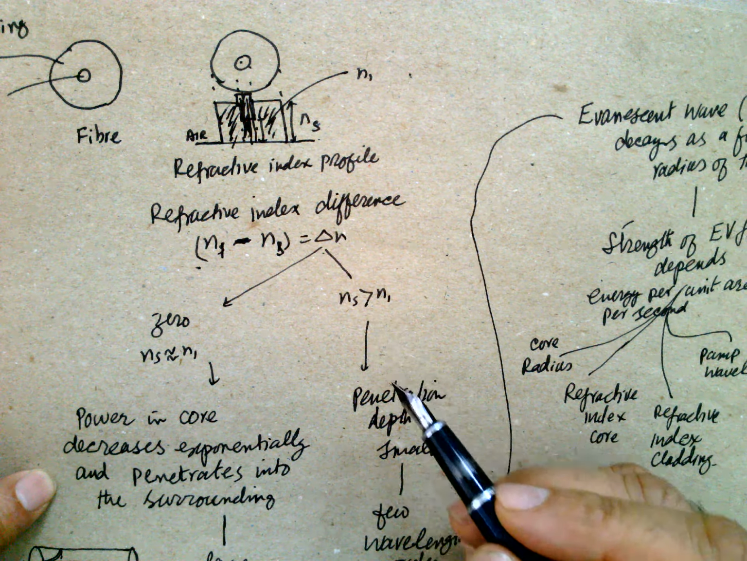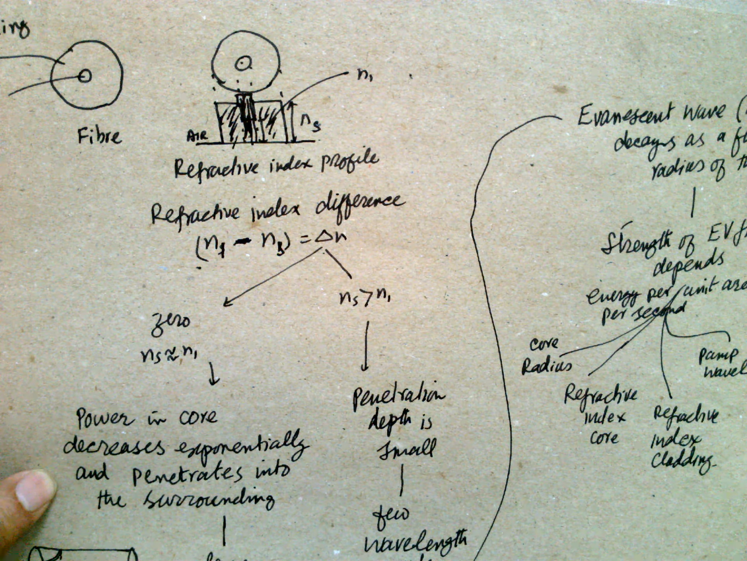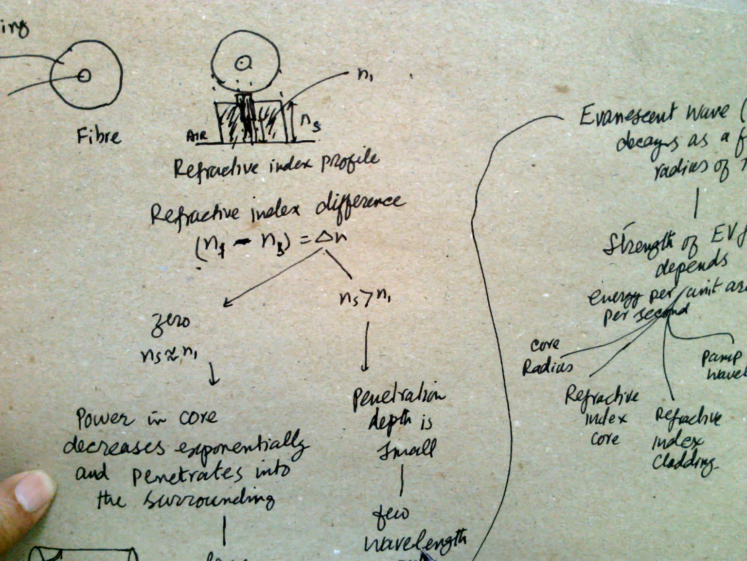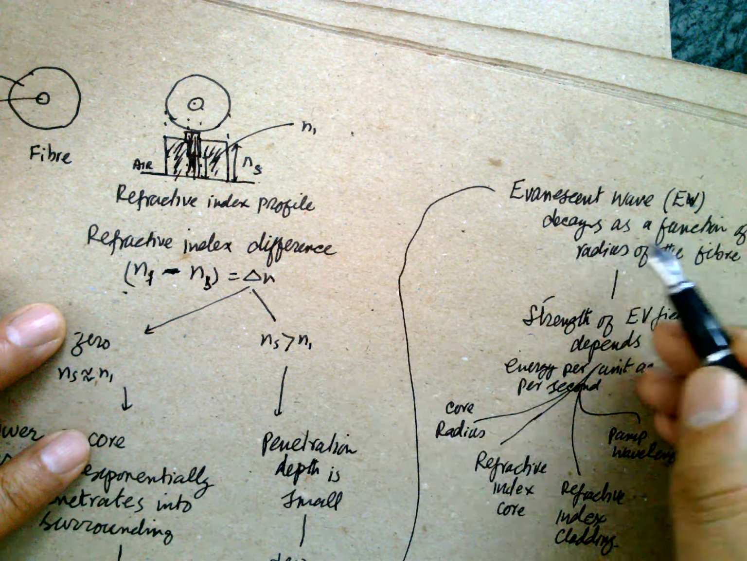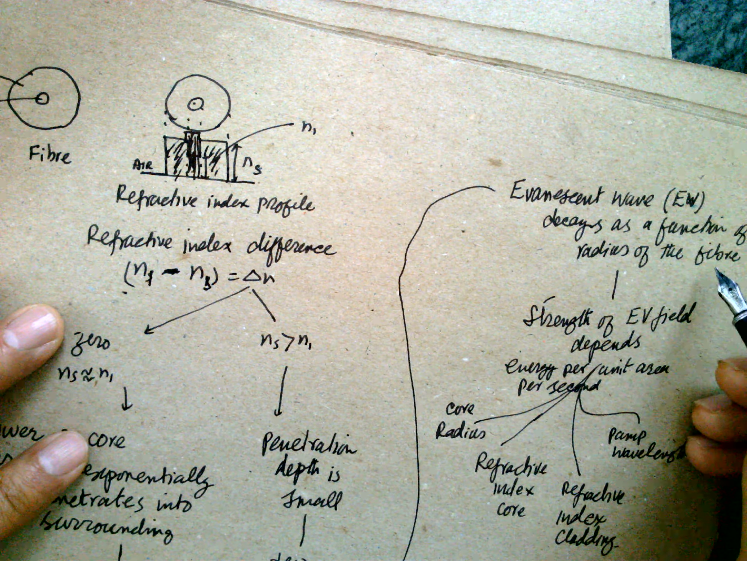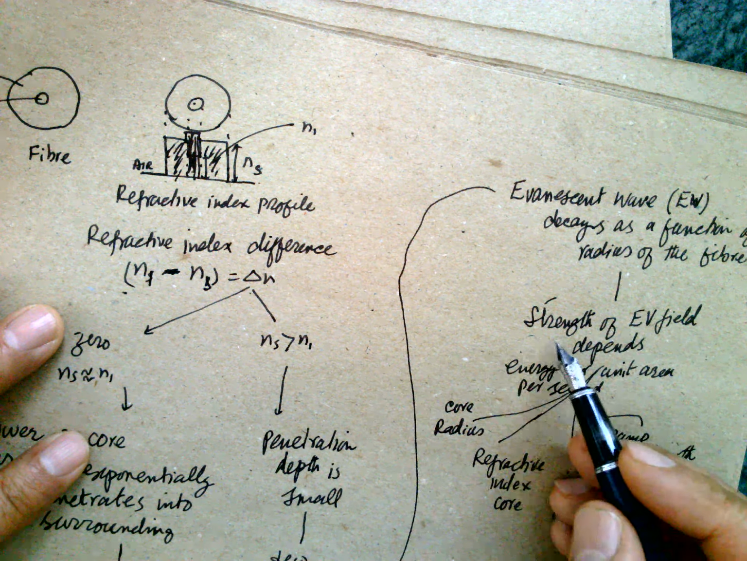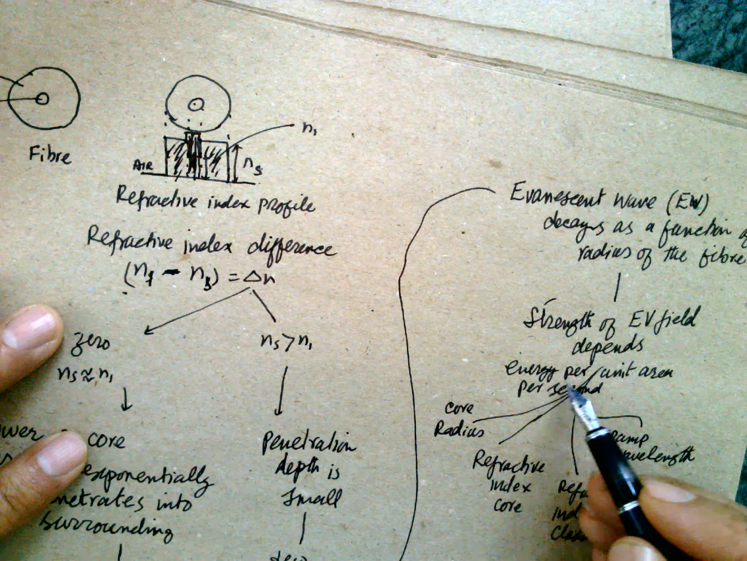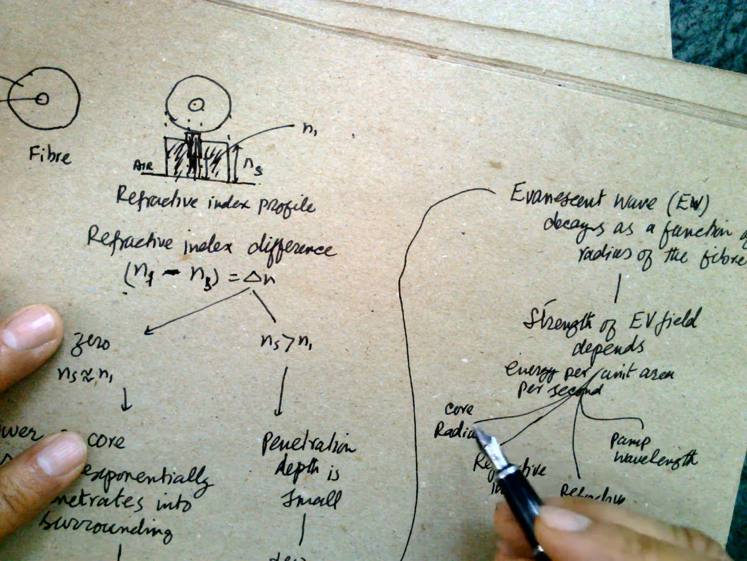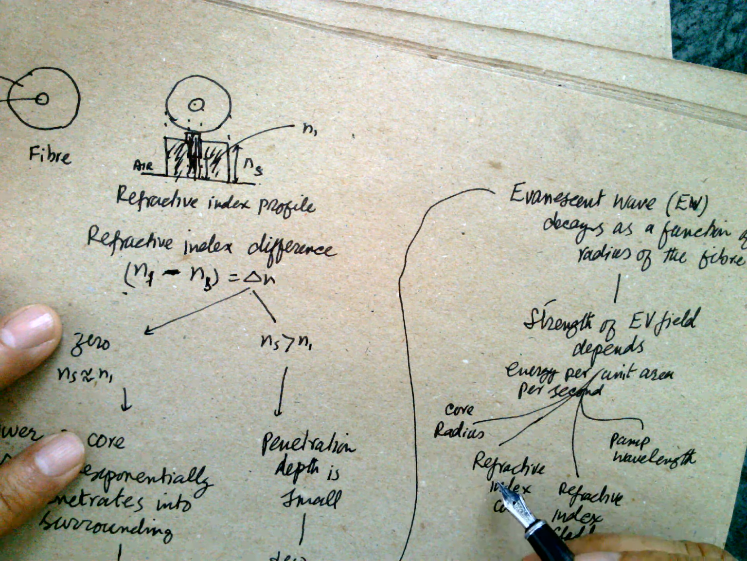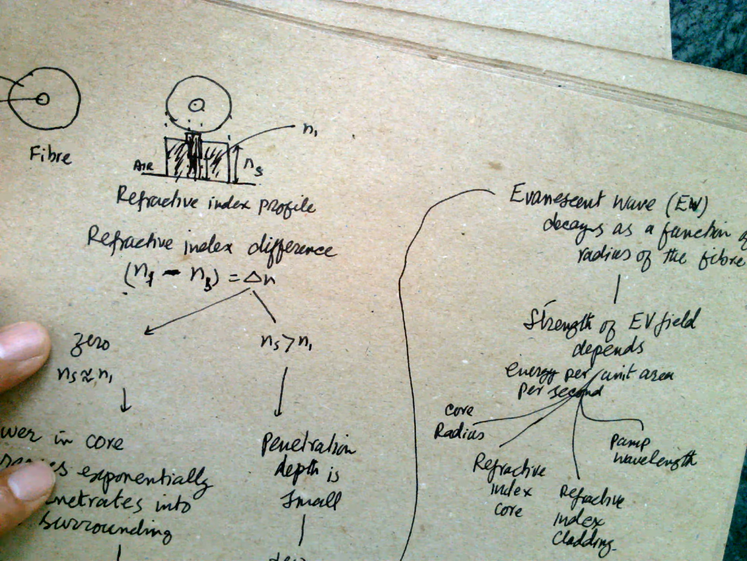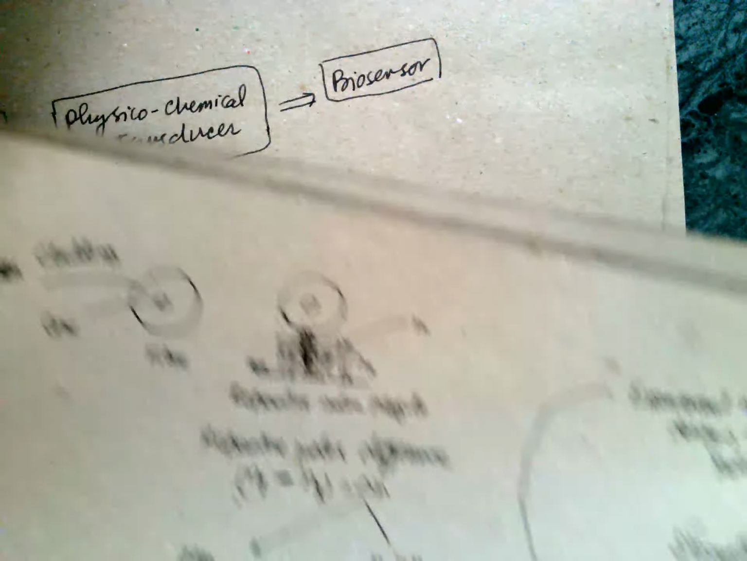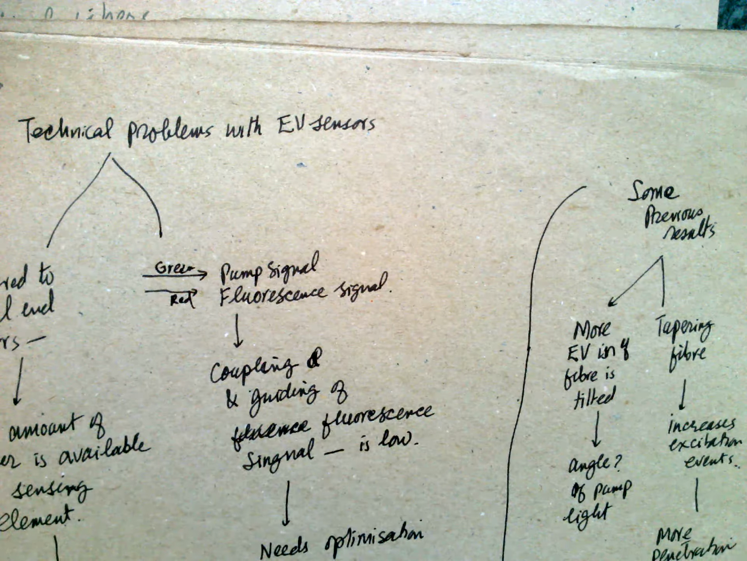If there is a larger difference, the penetration depth is small. So the power goes only a few orders of wavelengths. The evanescent wave decays as a function of radius in the fiber. The strength of the evanescent wave field depends upon the energy per unit area per second, and also depends on the core radius, the refractive index difference of the core and cladding, and the pump wavelength. The higher the pump wavelength, the higher the penetration depth.